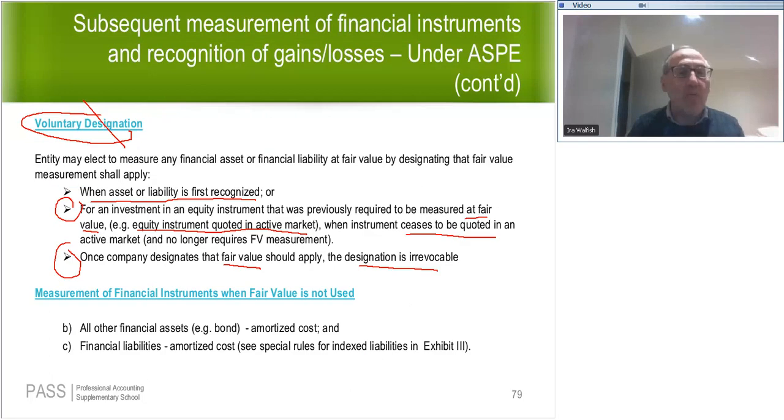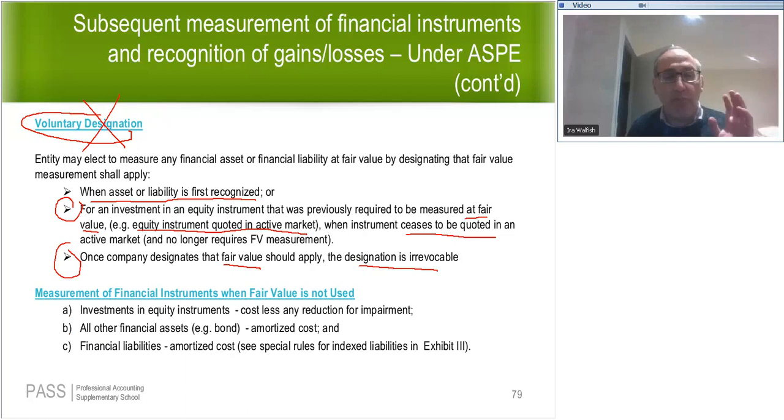There is an exceptional situation of index liabilities that I describe in Exhibit 3. Chances of it coming up in the exam, once again, tiny probability. I'd say 1 in 1,000. So if you have some spare time, you can read Exhibit 3, highly unlikely.